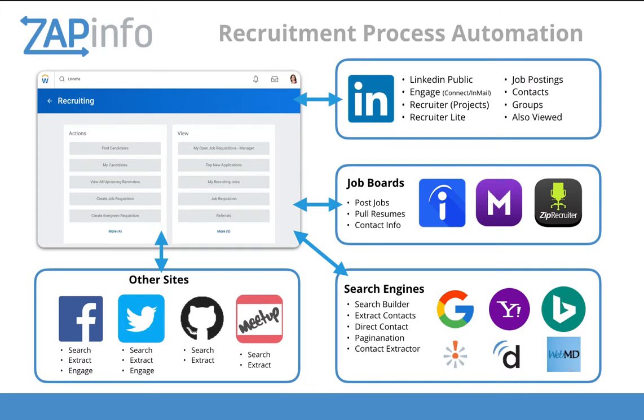The Zapinfo tool basically is a Chrome extension that lives on top of your Workday recruiting platform, but helps you to very easily and with 2 mouse clicks transfer data in and out of almost every part of the LinkedIn systems. The job board relationships that you might work with, being able to zap and post your jobs out to them, as well as to pull resumes, applicants, and contact data back into the Workday recruiting platform, as well as with any of the search engines or work directories that you might find out on the web, as well as other sites such as Facebook, Twitter, GitHub, Meetup, or any other site on the web. You can basically use the Zapinfo tool to feed your Workday recruiting platform.